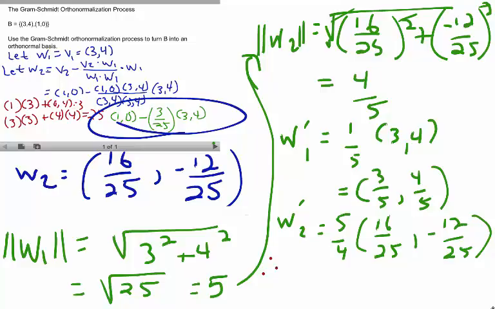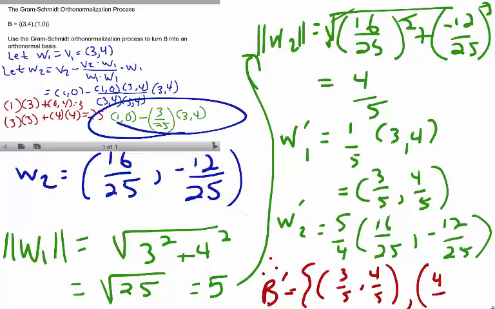Therefore, B prime, our orthonormal basis, is equal to our two new vectors, 3 fifths, 4 fifths, and 4 fifths, negative 3 fifths, which is obtained when we cross-cancel and simplify W prime sub 2. So we have our orthonormal basis.